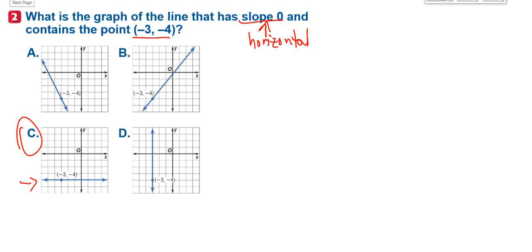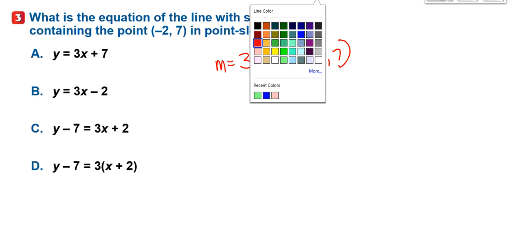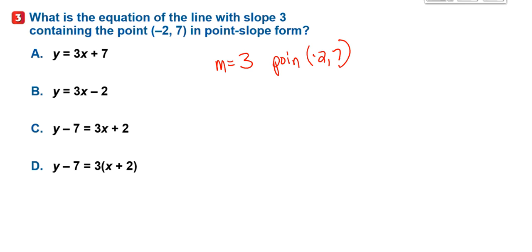Number 3 says, what is the equation of the line with a slope of 3? So m equals 3 and contains the point (-2, 7). So again, this is going to be my x1, y1. And by the way, if I had 2 points, it wouldn't matter which ones I called x1, y1 or x2, y2, as long as they match each other as we go.